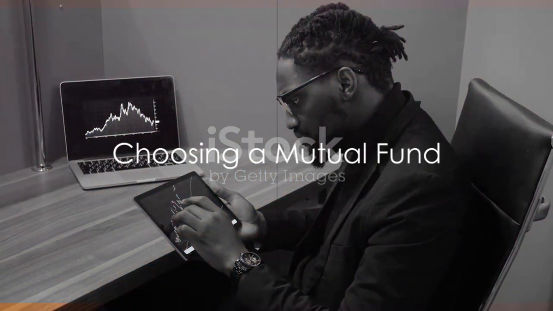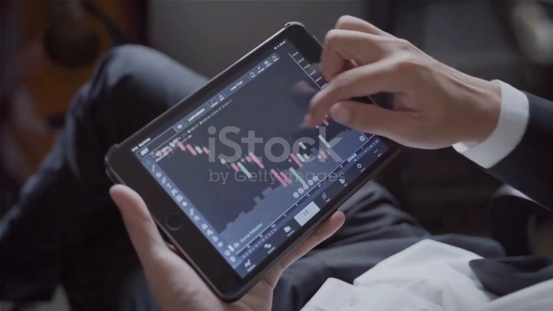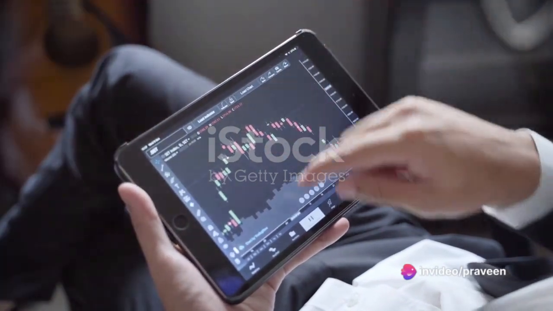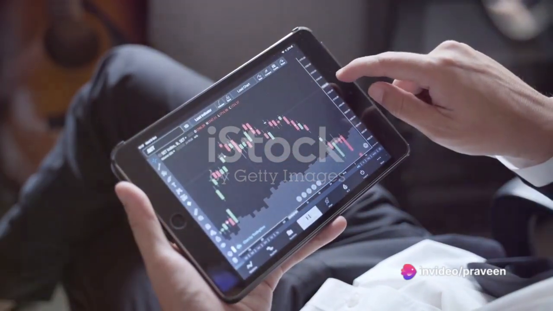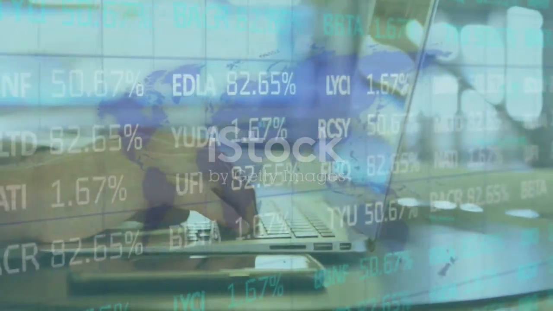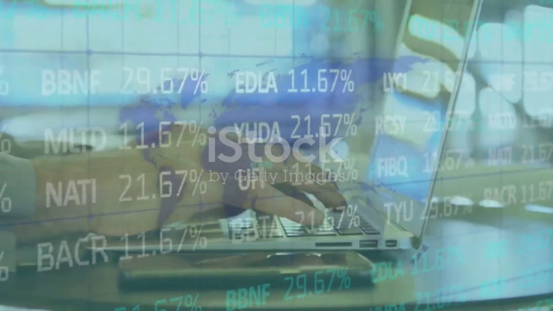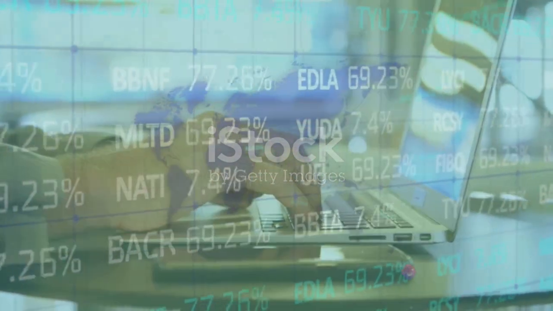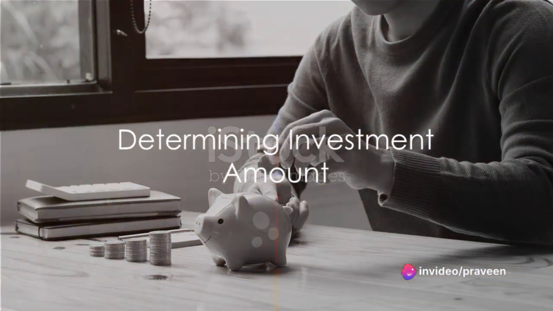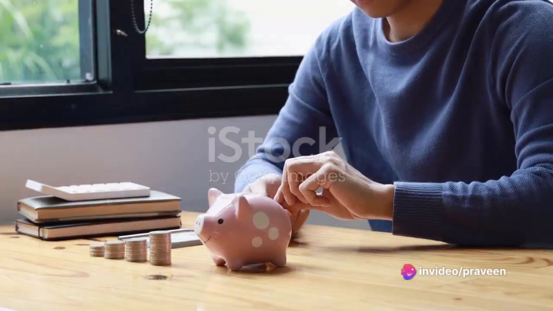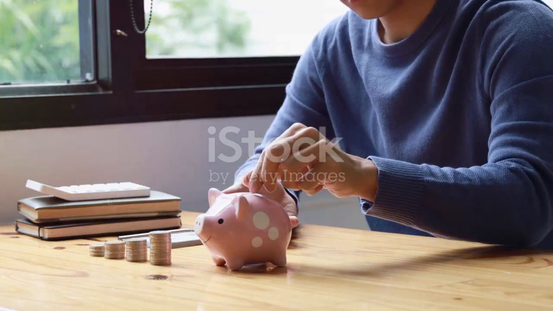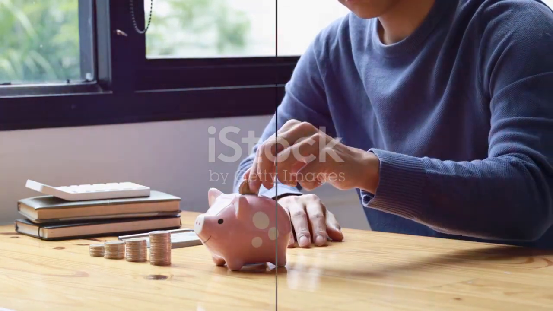Now, it's time to choose a mutual fund. Look at factors like the fund's past performance, the reputation of the fund management company, and the fees associated with the fund. Remember, past performance is not a guarantee of future returns, but it can give an idea of how the fund has performed under different market conditions. Once you've chosen a fund, you need to decide how much to invest. This will largely depend on your financial situation and goals. A common rule of thumb is to invest no more than you can afford to lose.